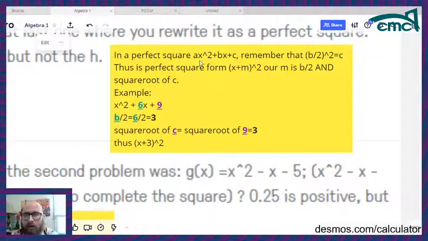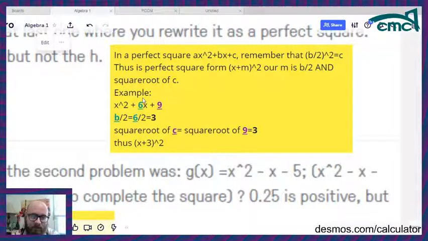So in a perfect square, in standard form, ax squared plus bx plus c, we have to remember that (b over 2) squared is c. So in a perfect square form, (x plus m) squared, I'm not using h here because I'm not necessarily talking about the vertex. I'm just talking about a perfect square, though they are absolutely related. In the perfect square form (x plus m) squared, our m value is going to be half of b, and it's also going to be the square root of c, based on this relationship. Half of b is going to be the square root of c.